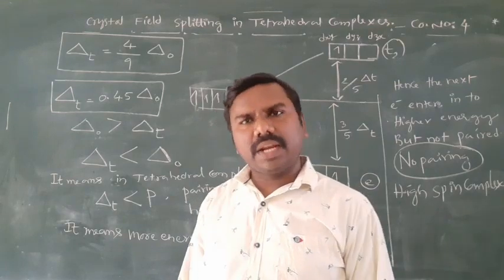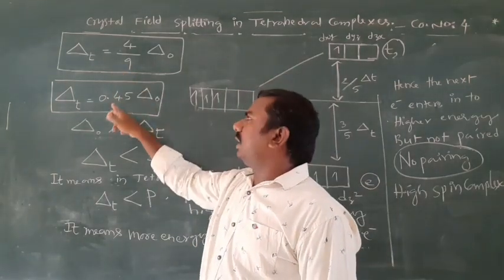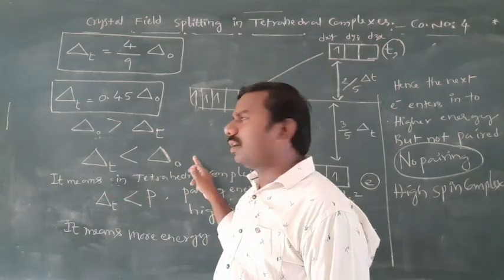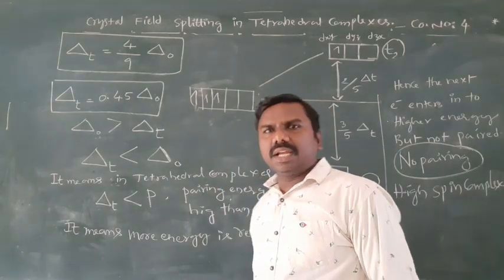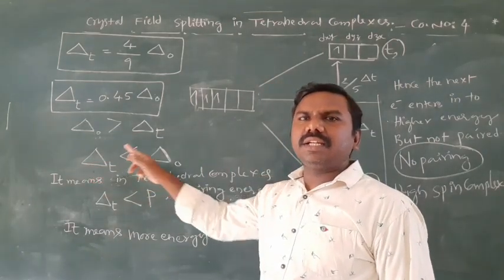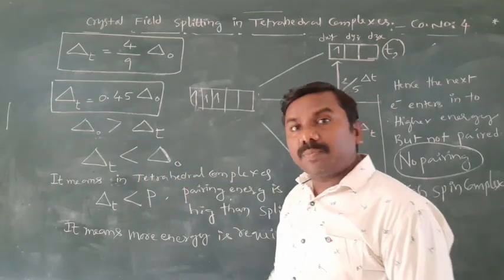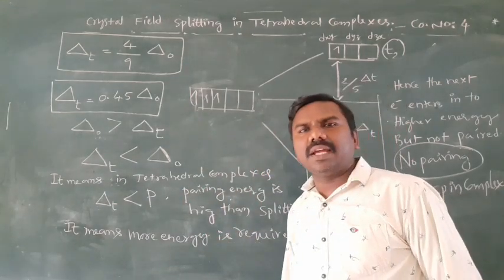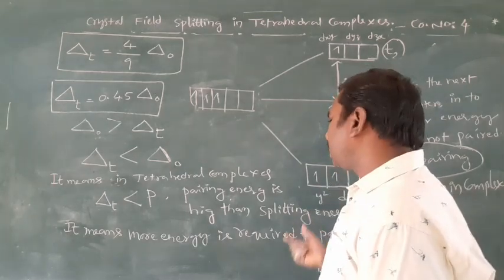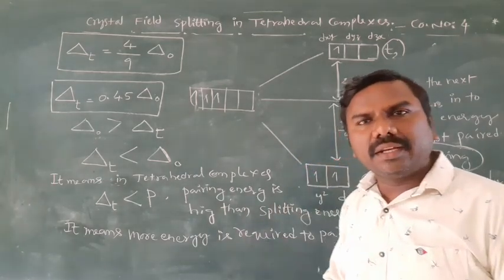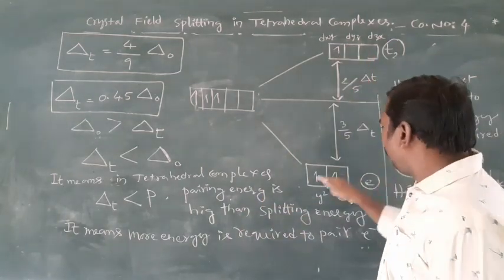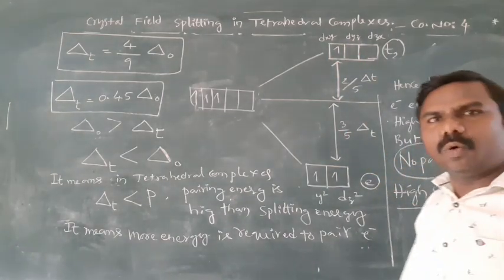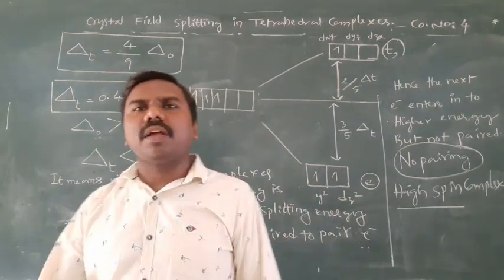Why? Reason. Delta T is equal to 0.45 times that of delta naught. Delta T is less than that of delta naught. This indicates splitting energy is less in tetrahedral. That means pairing energy is more, the opposite one. Pairing energy increases, which means it is difficult to pair the electron in the next level. That's why the electron will never pair, it enters into a higher energy level. Obviously all are unpaired electrons. That leads to high spin complexes only being possible, but not low spin complexes.